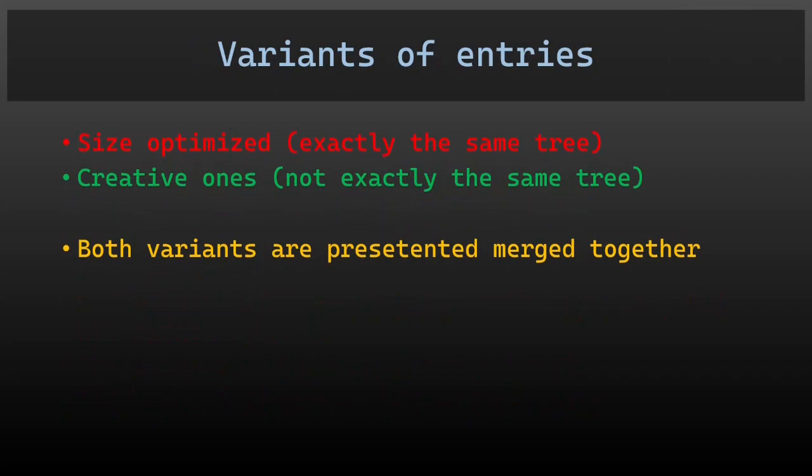So, there were two variants of entries. The first variant was size optimized, where you try to do exactly the same tree like given. And the second variant was to create something creative, so it would look very nice, beautiful, dynamic, whatever. The shape of the tree need not be exactly the same. Both variants will be presented together. I really recommend you to look into the size optimized examples, but also especially in the creative ones, as there are some beautiful artworks, especially by Pepe. So, let's start.